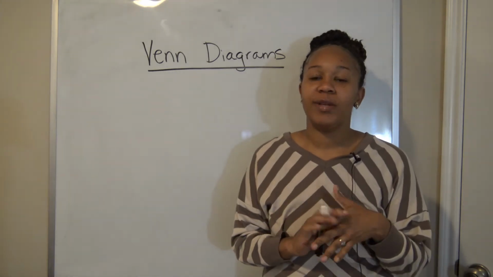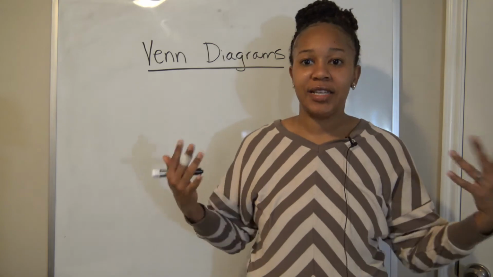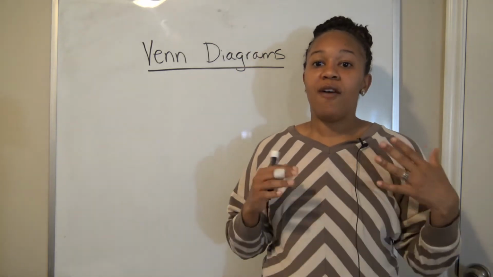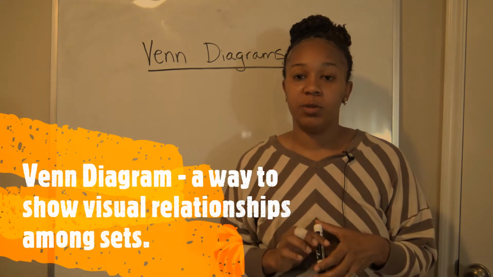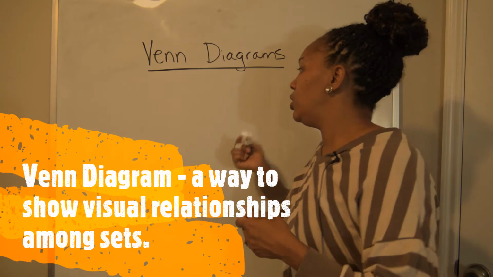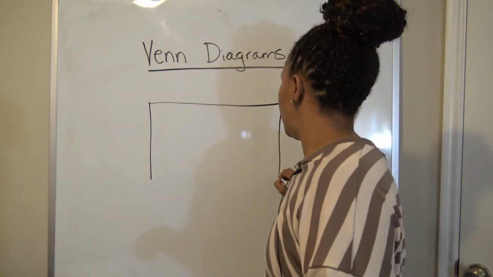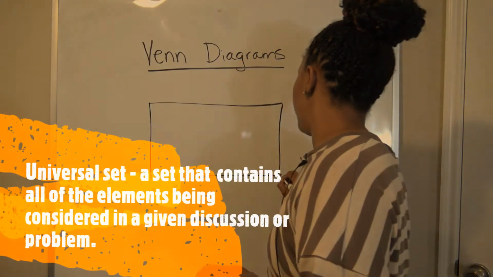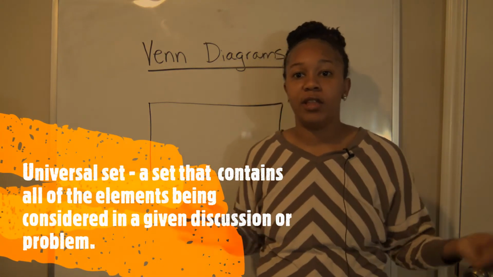Today in this video, we're going to be talking about Venn diagrams, okay? So we're still talking about set theory. And so a Venn diagram is a visual way to represent relationships between sets, okay? So it's a visual and we typically use a rectangle. And the rectangle represents what we call the universal set. So the universal set is just the set of everything that you're talking about.